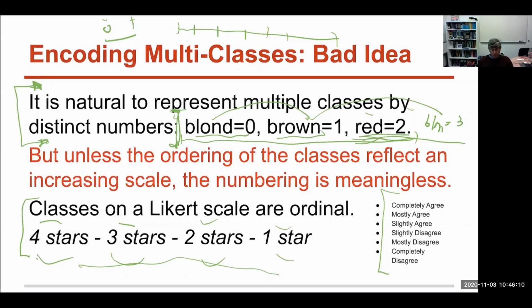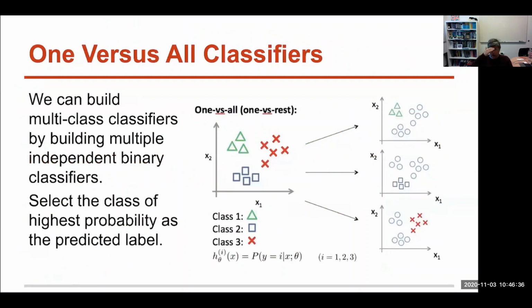If the classes reflect a natural order, then treating it as a numerical value, and trying to predict that numerical value as a regression, is a better thing to do. But otherwise, you're better off encoding each class as a separate class. The usual technique for dealing with this kind of thing is to build one versus all classifiers.